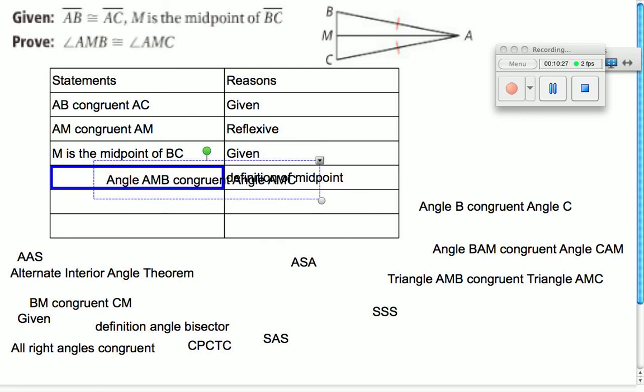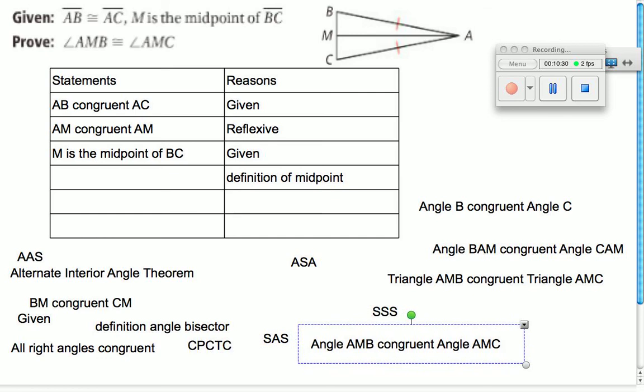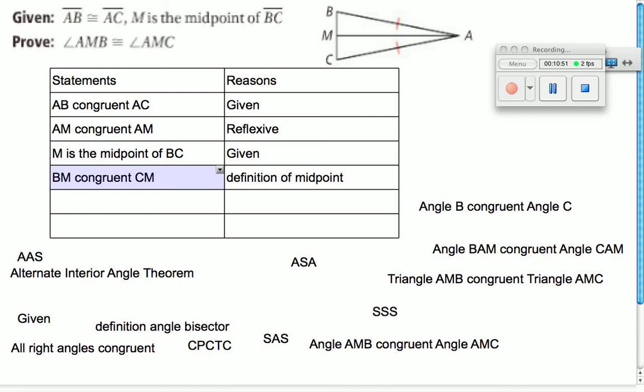Remember what a midpoint does. It divides a segment into two congruent segments. Exactly. Fantastic, yes, because M is the midpoint of segment BC, I can conclude that BM is congruent to CM, and look at where we are. I have this congruent statement, and this congruent statement.